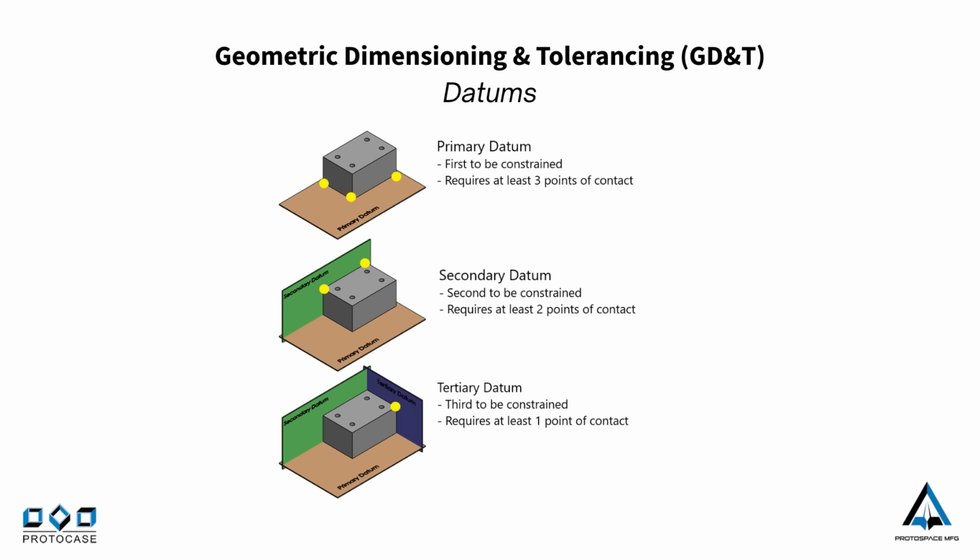So the tertiary datum, which is the third datum listed in the control frame, will always be at 90 degrees to the primary and secondary datums in the datum reference frame. It is the last datum to be fixed during the measurement, and the tertiary datum does require 1 point of contact and is constraining the last degree of freedom. So remember, a datum callout order is going to be a big deal.